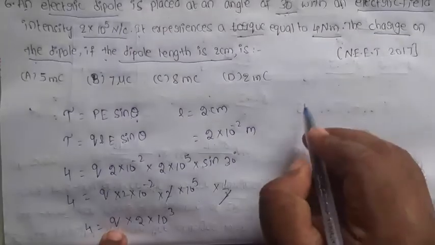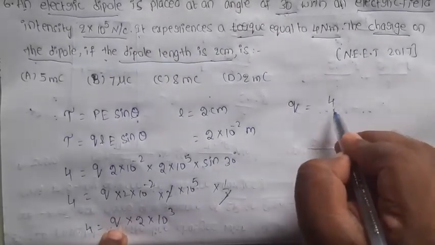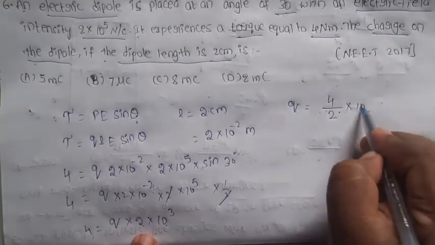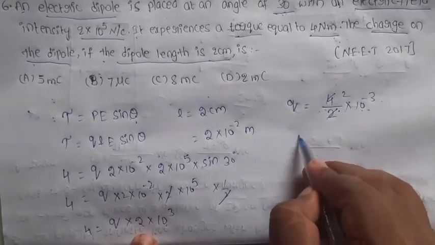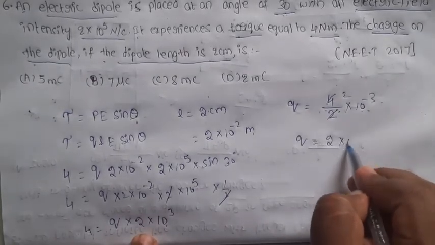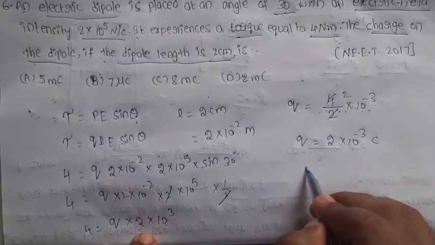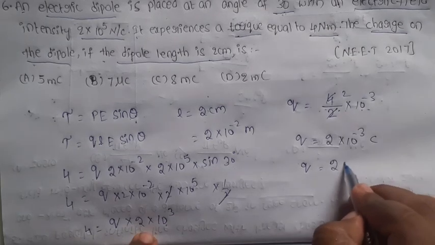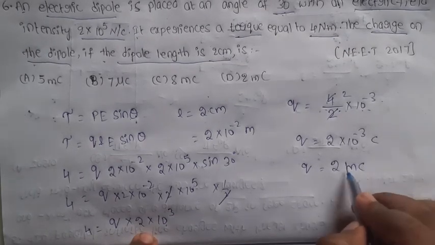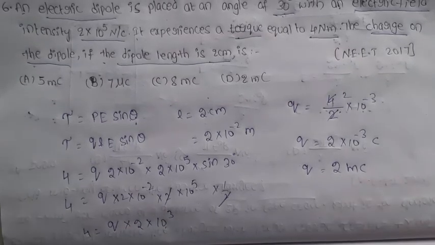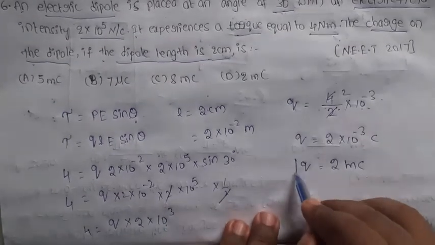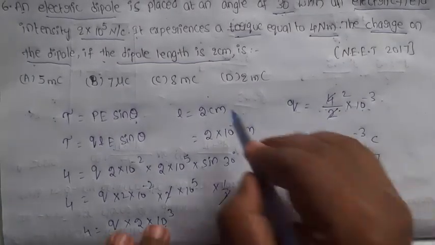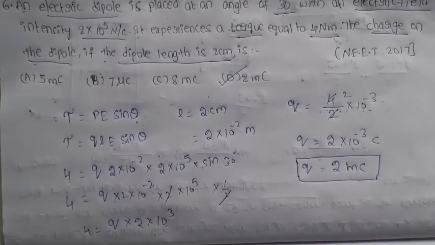We are going to find the charge q equals 4 by 2. The 10 to the power of 3 is in the denominator, so it comes into the numerator as 10 to the power of minus 3. The 2 times get cancelled. So q equals 2 into 10 to the power of minus 3 coulomb. We can write 10 to the power of minus 3 as milli, so mC means milli coulomb. So the charge value is 2 mC. See the options. Option D is the correct answer.